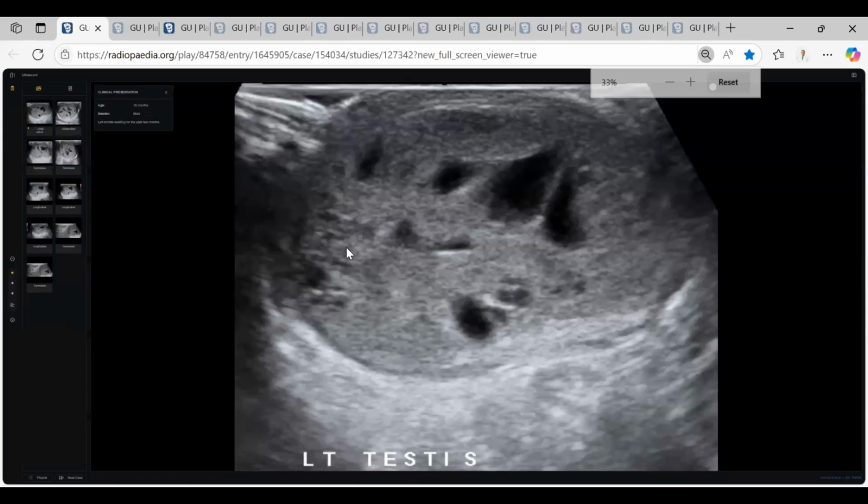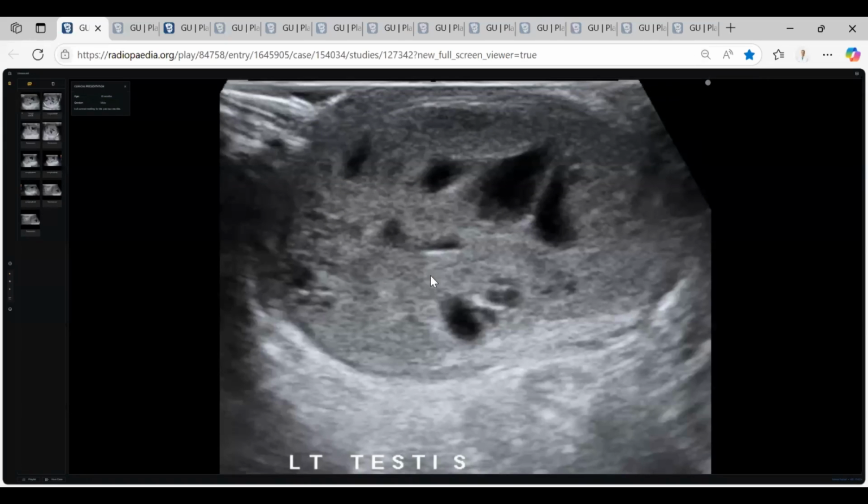A 16-year-old male patient presented with a left testicular mass. I have been provided with ultrasound grayscale images of a patient who presented with a testicular mass complaint. Looking at the images, I can see there are multiple hypoechoic areas noted within the testicular parenchyma. The testicular parenchyma appears more echogenic.